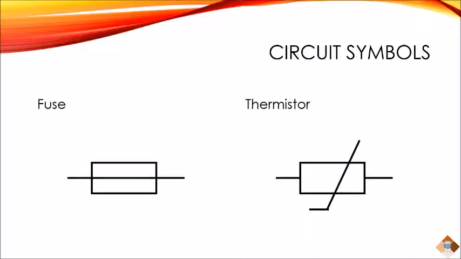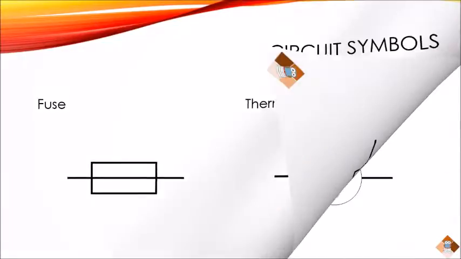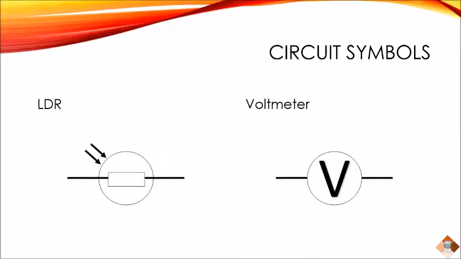A thermistor is a component that changes resistance dependent on the temperature of the component. LDRs, or light dependent resistors, are used to detect light levels, for example in automatic streetlights. A voltmeter is used to determine the potential difference of circuits in volts.